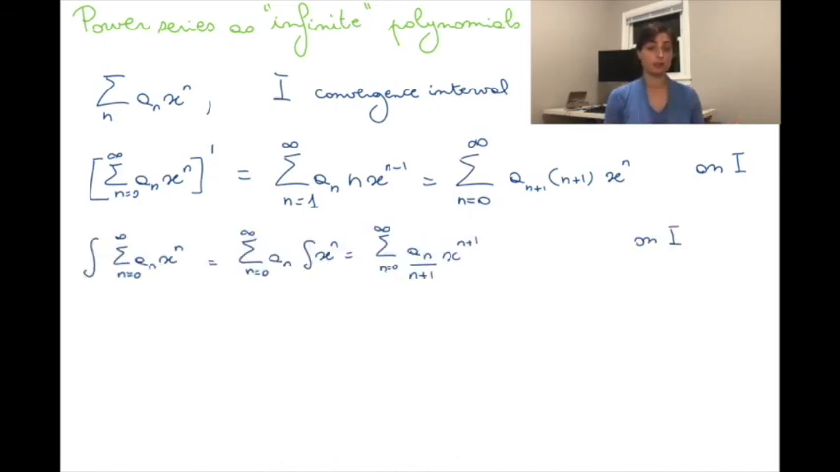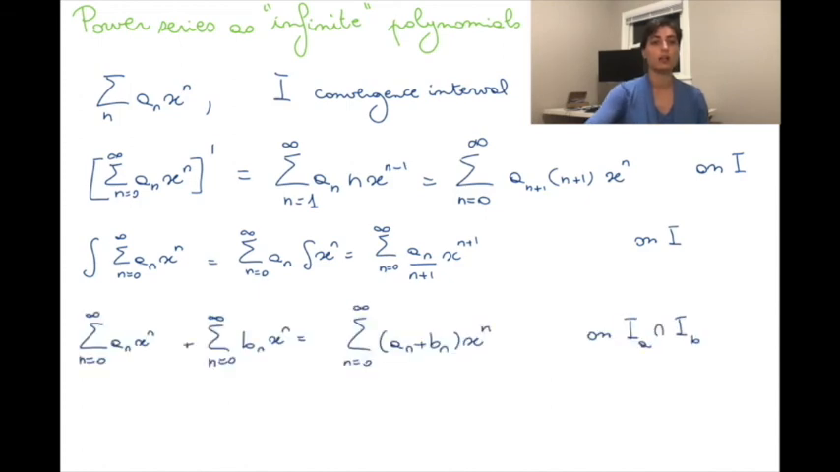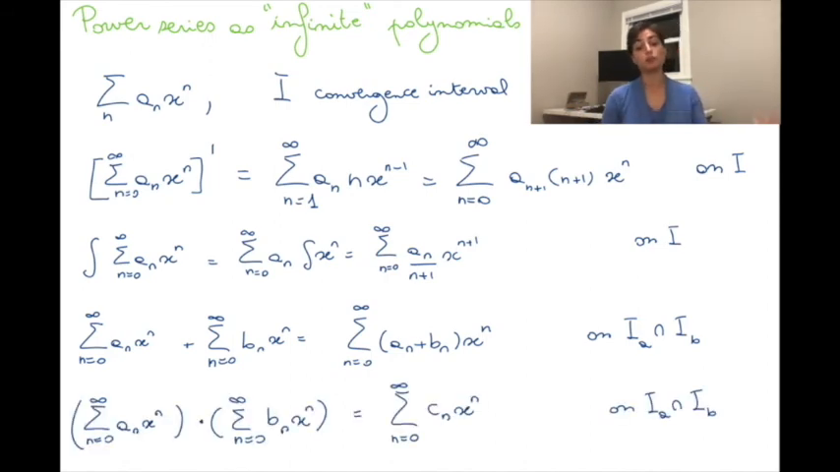We can do the same for integrals on the interval of convergence. So the integral has to be taken within the interval of convergence. We can sum power series. And the sum of two power series is the power series of the sum of the coefficients, only on the intersection between the two intervals of convergence for the two power series. The product of two power series is again a power series. Again, only when the two power series are convergent.